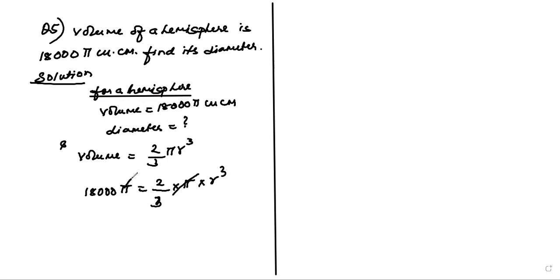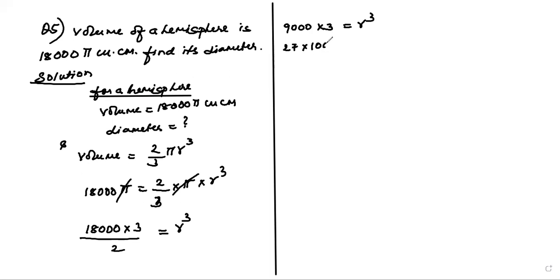Now, when I look at it, pi gets cancelled. So 18,000 multiplied by 3, the whole thing divided by 2 is equal to r cube. Very simple, children. 2 9s are 18. So 9,000 into 3 is equal to r cube. So 9 3s are 27 into 1,000 is equal to r cube. So r is equal to the cube root of 27, which is 3, and of this, 10. So what is radius? r is 30 centimeter.